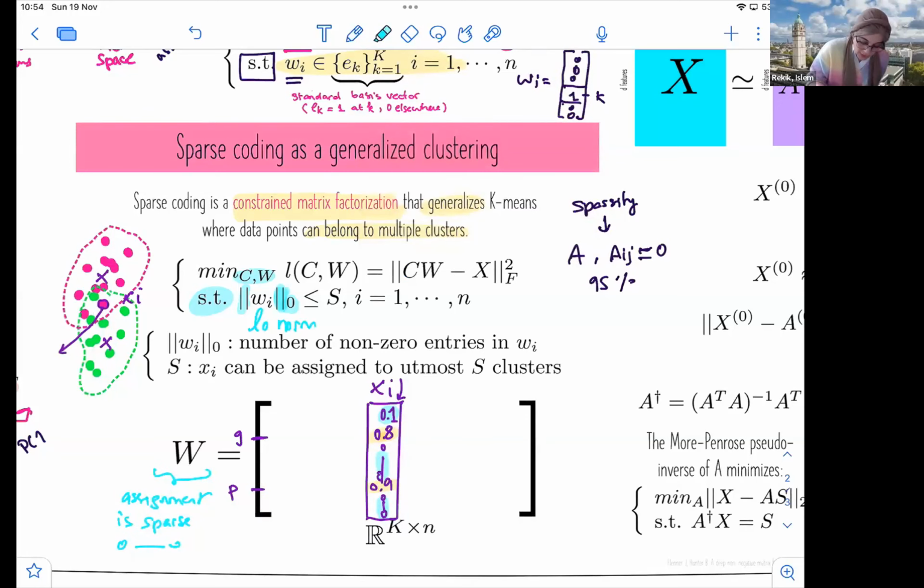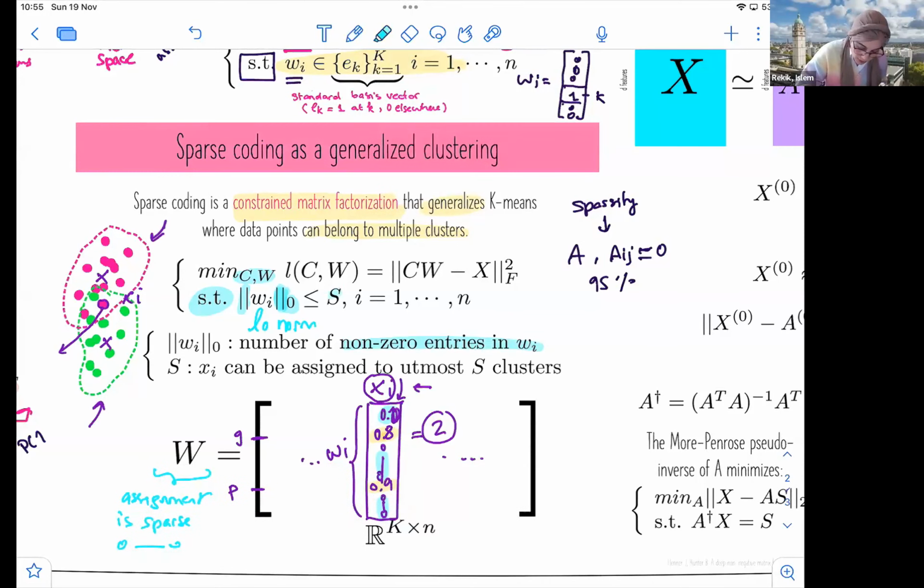L0 basically of WI, so these are the coordinates right here. So I have many, many W's here. This is my WR, which are the coordinates of the point XI that I showed over there. And it's the number of non-zero entries. So how many non-zero entries do I have here? If I put all the rest to zero, it's very hard. So if I have 2 non-zero entries, it means I have 2 centroids, so 2 clusters, sorry, that my point XI will be assigned to, the pink and the green.